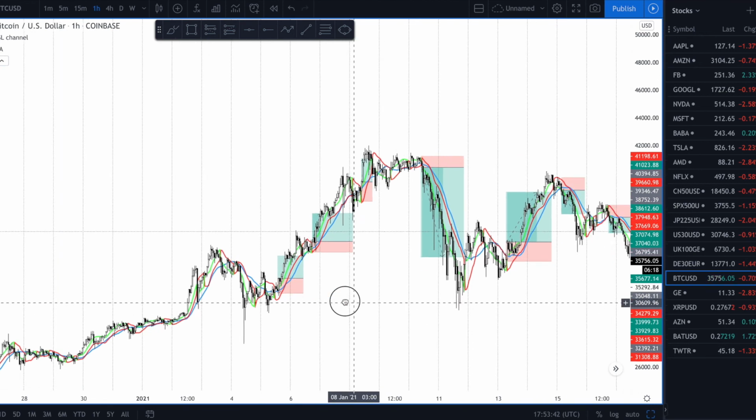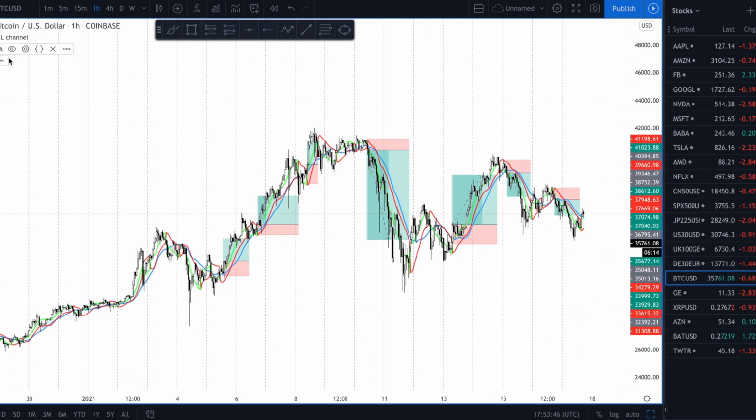So the name of this indicator again is SSL Channel. So backtest it and use it.